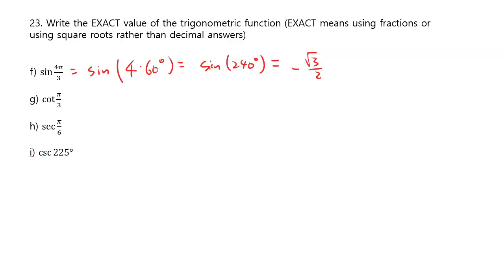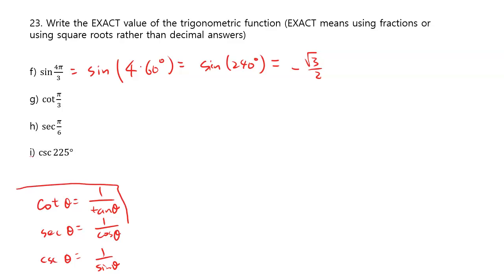Okay, now we have the cotangent, secant, and cosecant. Let's remember that cotangent is 1 over tangent, and secant is 1 over cosine, and cosecant is 1 over sine. Okay. So knowing this, cotangent is 1 over tangent, but since tangent is sine over cosine, the reciprocal of sine over cosine will be cosine over sine. Right? So it will be cosine over sine. And pi is 180. 180 divided by 3 is 60. So we get cosine 60 degrees over sine 60 degrees.